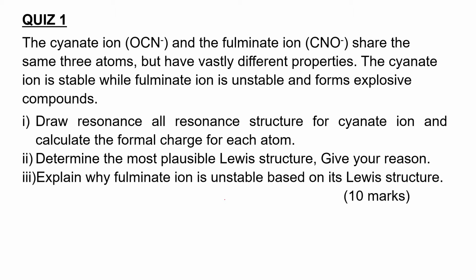Okay, this is the question for quiz 1. So we have cyanide ion, which is OCN minus, and fulminate ion, CNO minus. Both ions have the same atoms, which are O, C, and N, but the arrangement is different. For cyanide ion, the central atom is carbon, and for fulminate ion, the central atom is nitrogen.